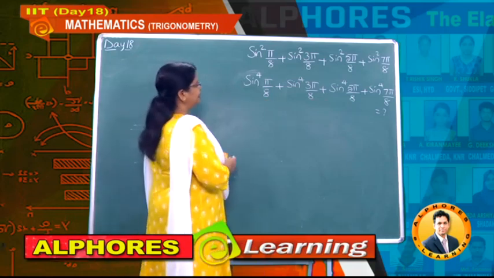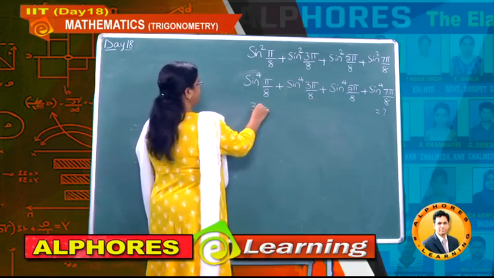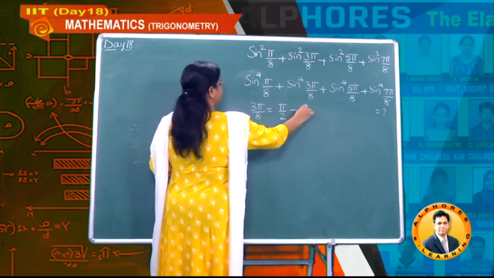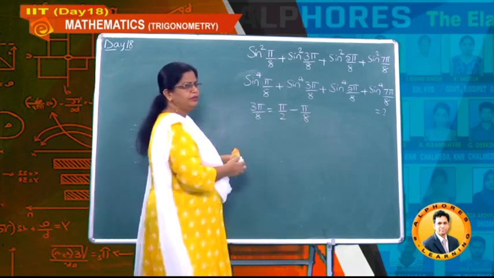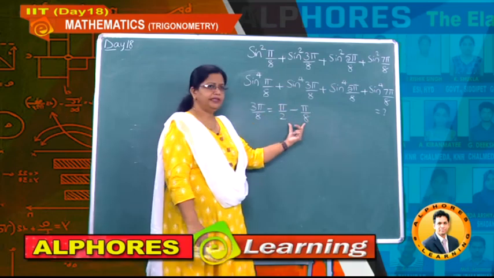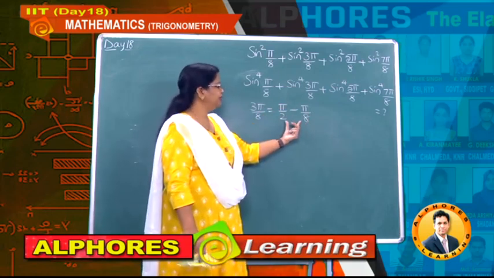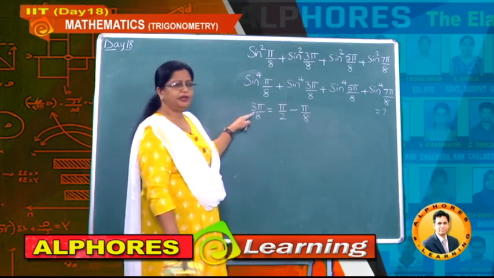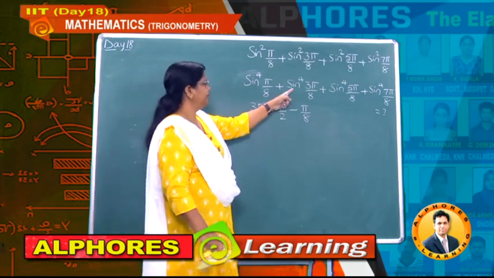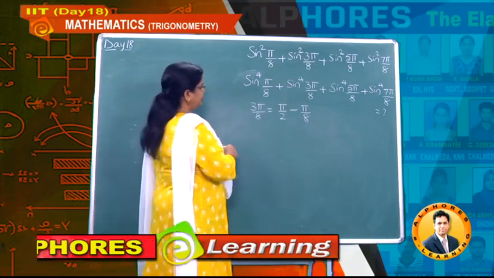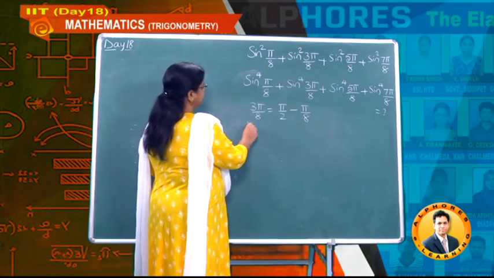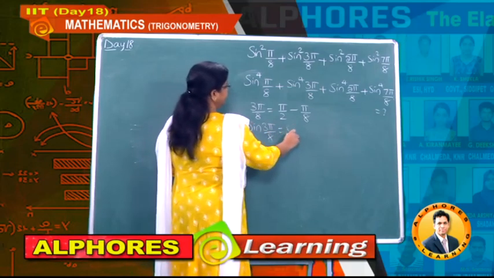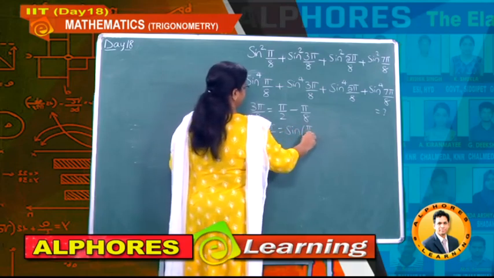Let us start with 3 pi by 8. 3 pi by 8, students, suppose you take pi by 2 minus pi by 8, understand. What is the LCM here? The LCM is 8, and with LCM 8 if I take 4 minus 1, that is nothing but 3 pi by 8. Now here it is the sine function, therefore let us take the sine function, that is sine 3 pi by 8, and this is equal to sine of pi by 2 minus pi by 8.